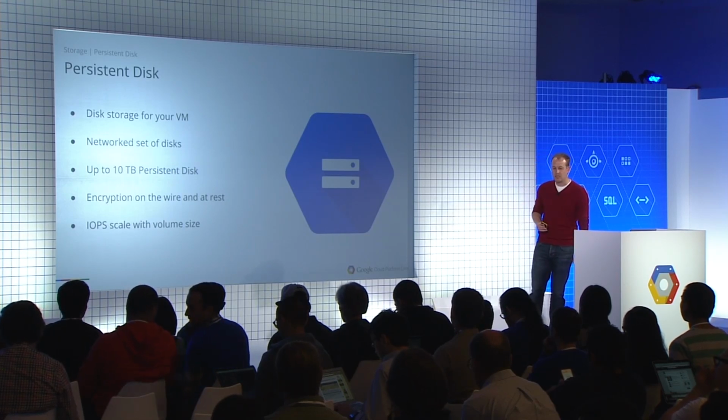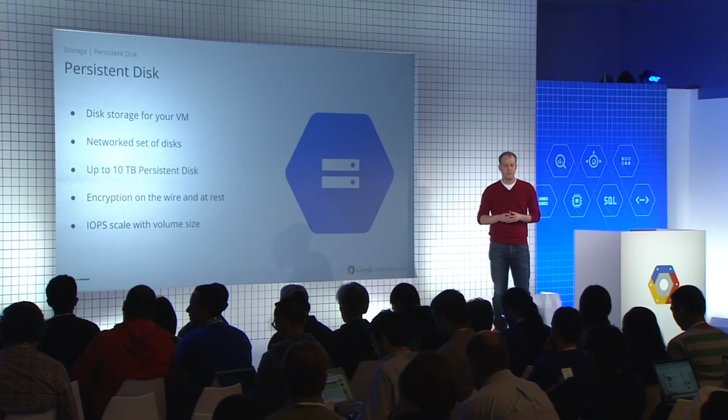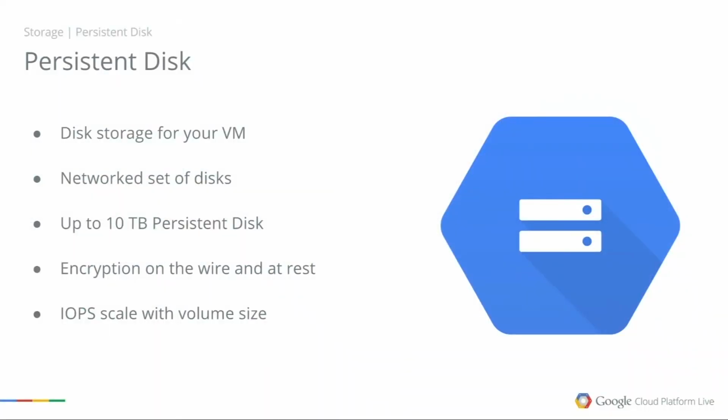Now, the last thing I want to talk about is persistent disk. Persistent disk is disk storage for your virtual machines. And the thing to note is that it's not just a single disk that it's attaching to. It's actually a network array of disks. So this gives you the flexibility to attach multiple disks to a VM or multiple VMs, multiple instances to a disk if you set it up in read-only mode.